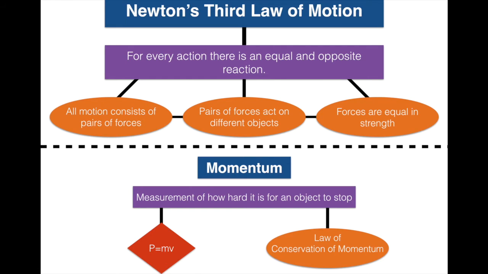So, Newton's third law: for every action there's an equal but opposite reaction. We know that forces act in pairs. They're the same size, the same amount of force, but they act on different objects. And because they act on different objects, they don't cancel each other out and motion takes place. We can measure how hard it is to stop something moving in these action-reaction pairs through momentum. It's the measurement of how hard it is for an object to stop. We use the mathematical formula P equals mv. Momentum equals mass times velocity. That tells you the total amount of momentum, and we use Newton times seconds as the units to measure it.